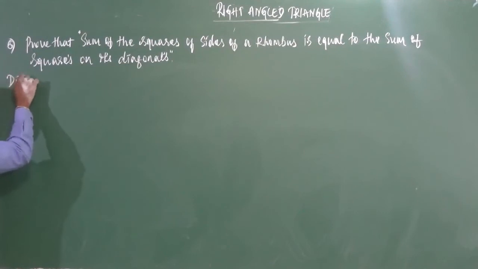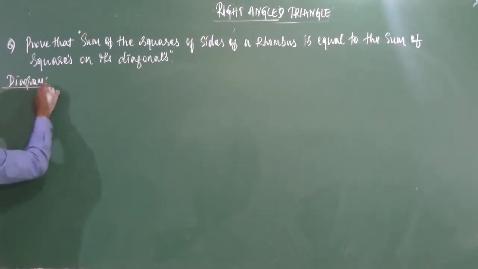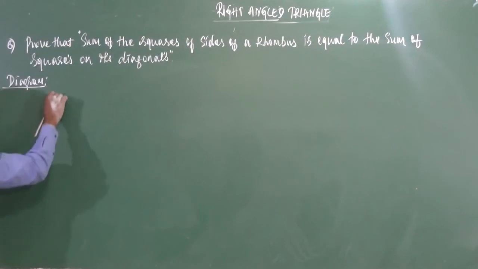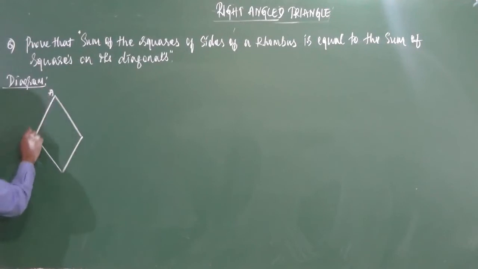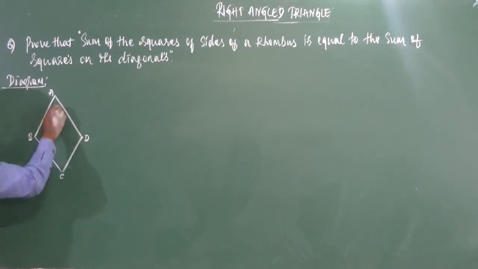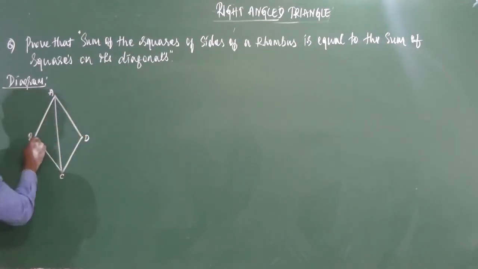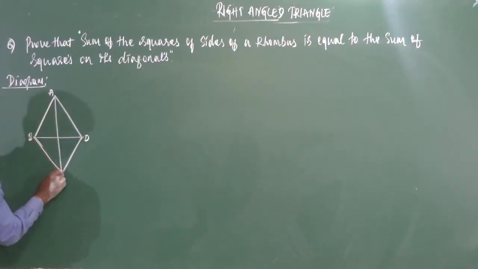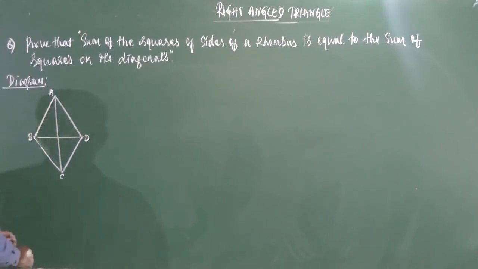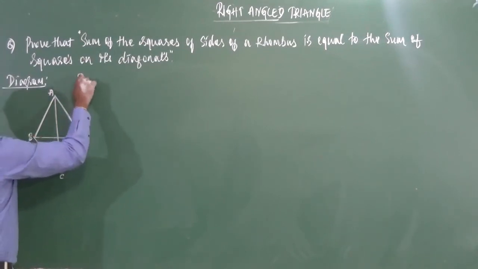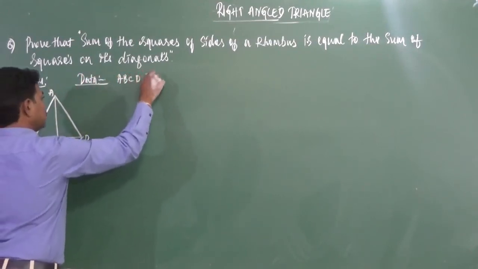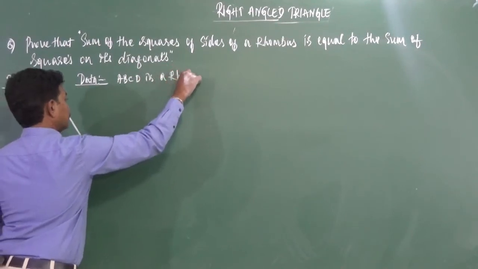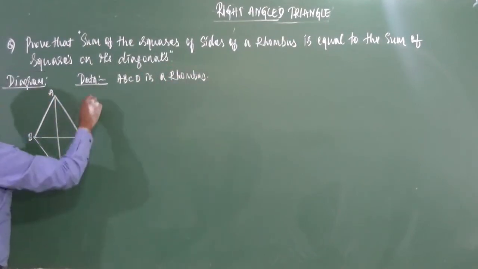So we will go with the diagram. Let us take a rhombus. Let us take ABCD as the rhombus here. AC and BD are the diagonals. ABCD is the rhombus, so we will write that data. ABCD is a rhombus. Very important properties.